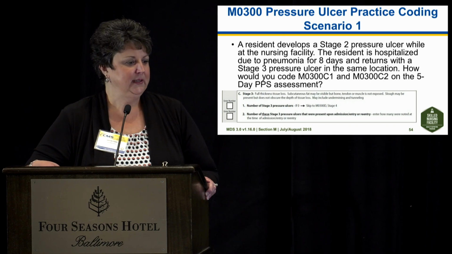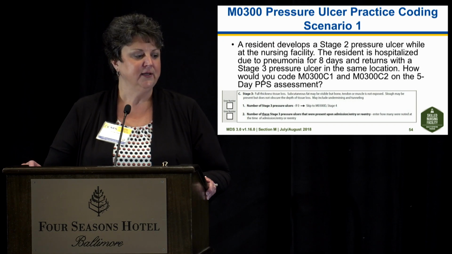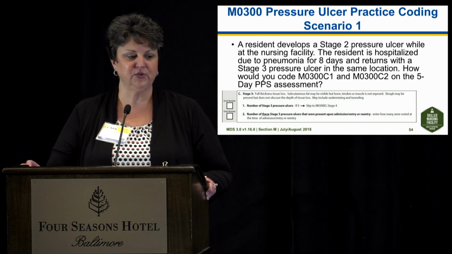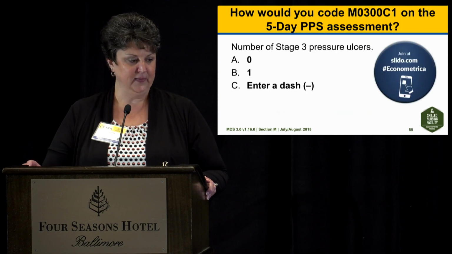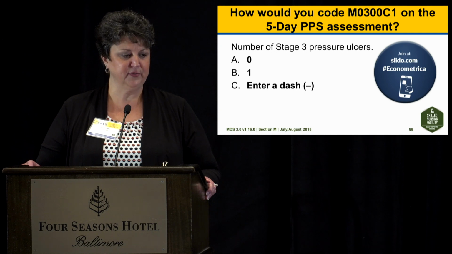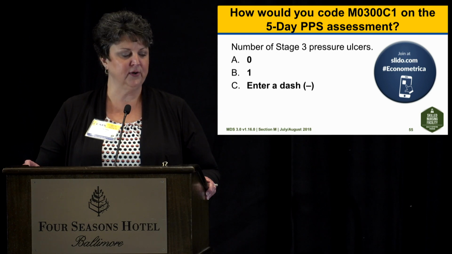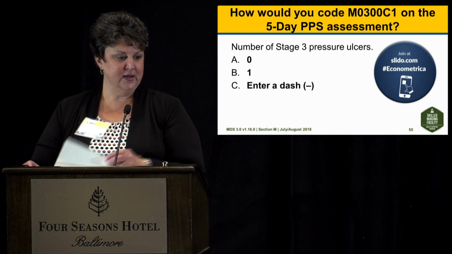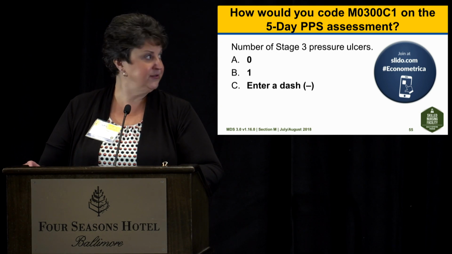Slido. All right, a resident develops a stage 2 pressure ulcer while at the nursing facility. The resident is hospitalized due to pneumonia for 8 days and returns with a stage 3 in the same location. How would you code M0300C1 and M0300C2 on the 5-day PPS? So how would you code M0300C1 on the 5-day PPS? So the number of stage 3 pressure ulcers, is it 0 for A, B is 1, or would you enter a dash? Go ahead and, again, you can join on that Slido app and just take a moment and enter your response.